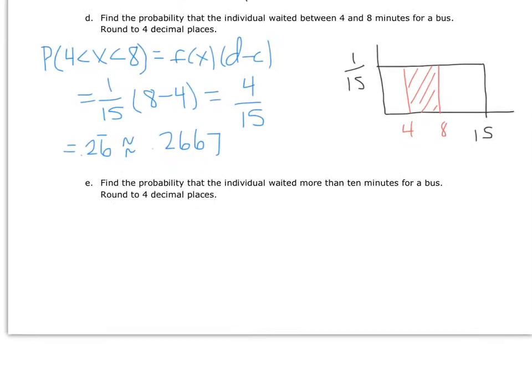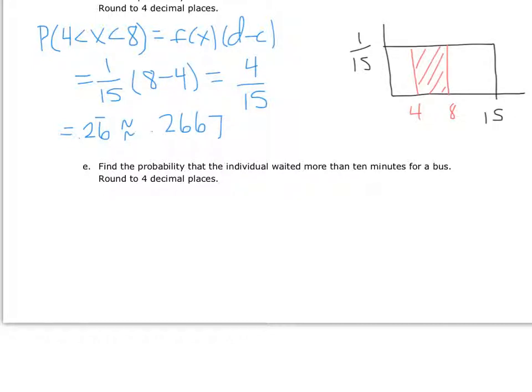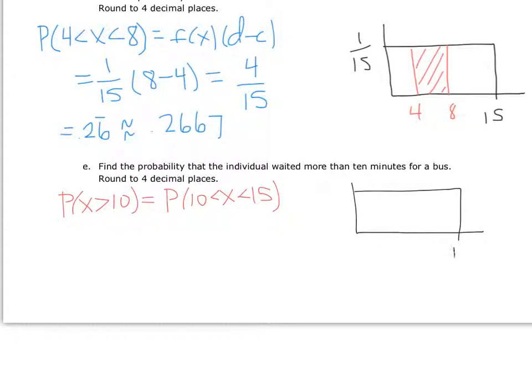Okay, let's look at the next one. Find the probability that the individual waited more than 10 minutes for a bus. In probability notation, that's the probability that x is greater than 10. Now it's only defined up to 15, so we don't have to write it like this, but to remember that we got that 15 in there, it's the probability that x is between 10 and 15. It's always okay to draw a picture to visualize what we're finding. So we want greater than 10, so we're looking at this area right here.